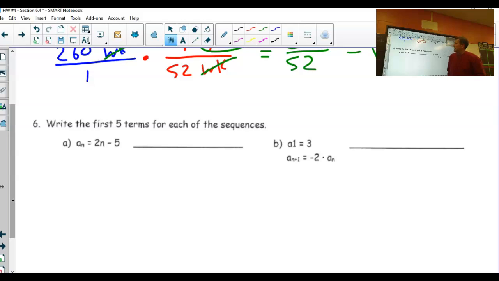Number 6, they want me to write the first 5 terms. Okay, well, here's what I know. Man, I hope I gave you the right answer for this. I'm not sure I did. The first 5 terms, let's see, I know that this is the 0 term.